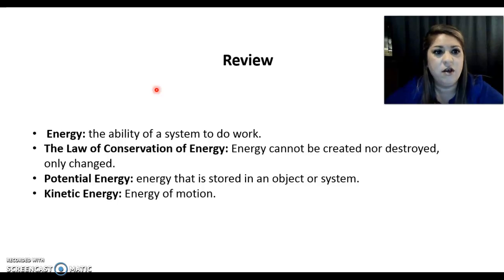the previous video. So energy is the ability of a system to do work. The law of conservation of energy states that energy cannot be created nor destroyed. It can only be changed. So it can be changed from one form to another. We can go from potential to kinetic energy. We can go from radiant energy to chemical energy. We can go from chemical to mechanical. Okay, we can go from chemical to thermal energy, but we cannot destroy energy.